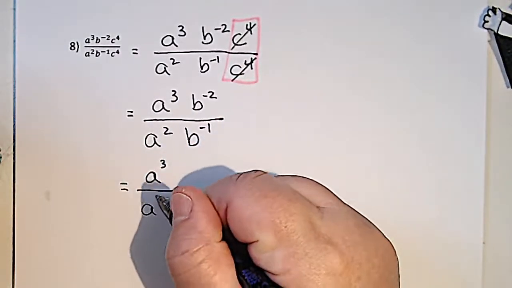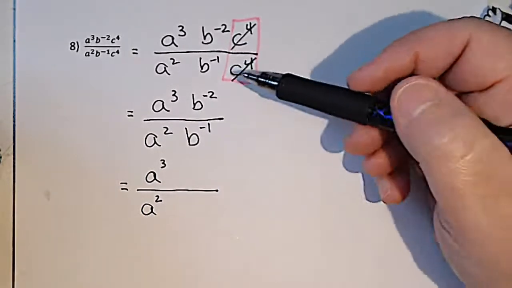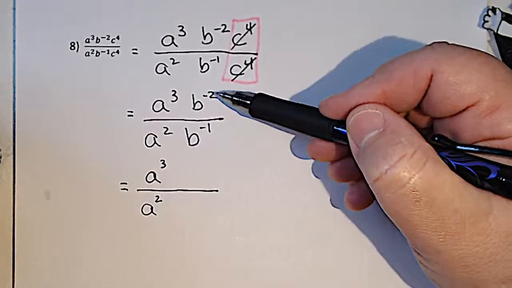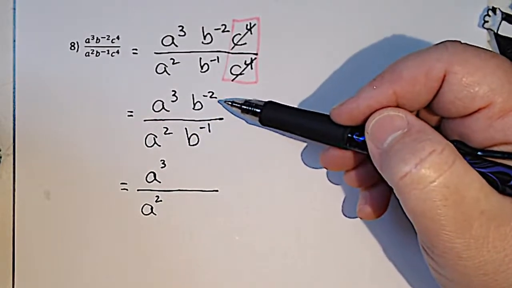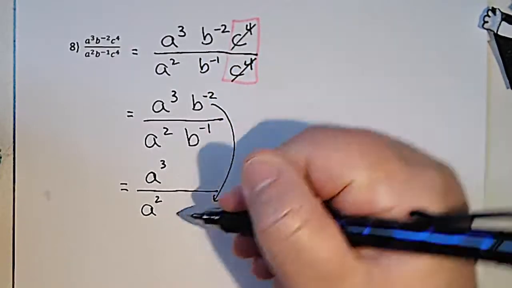Look at that, a squared in the denominator. That's a vampire right there. Happy to be in the denominator. But let's look over here. B to the -2 up top. That is not a happy B. This B is not happy. Let's move him into the denominator.